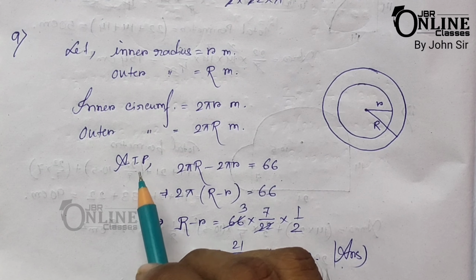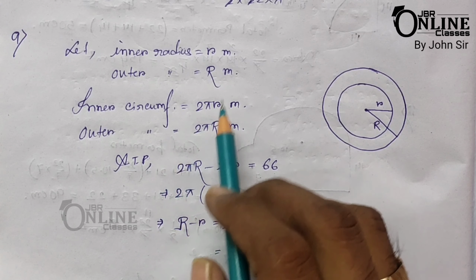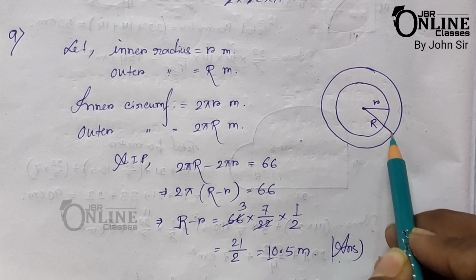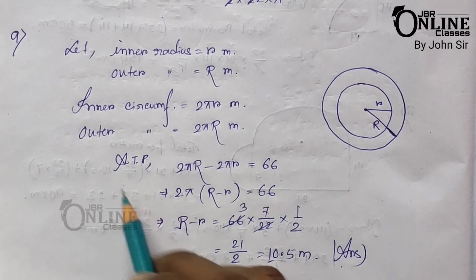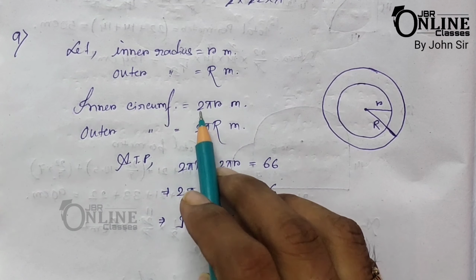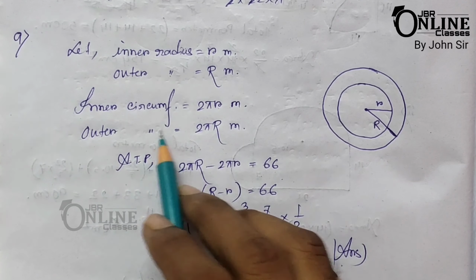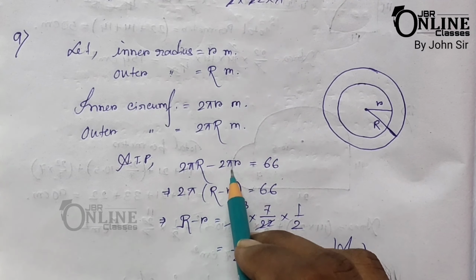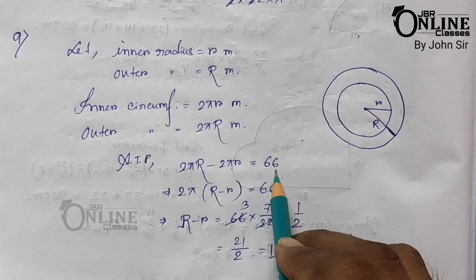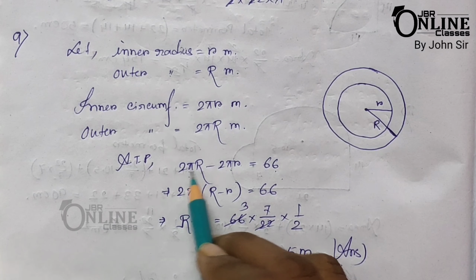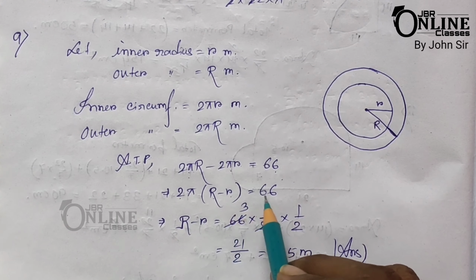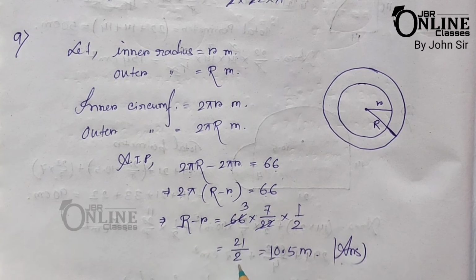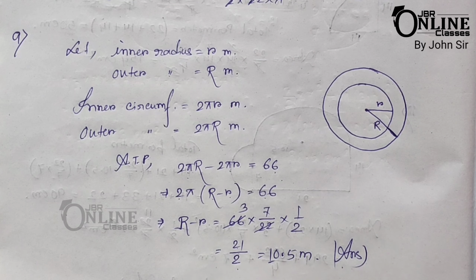Now to find out the width of the road, that means you have to find out capital R minus small r, that means this portion. Okay, you have to find out this portion. So here inner circumference is equal to 2 pi small r and outer circumference is equal to 2 pi capital R. Now according to the problem, the difference between the two circumferences is equal to 66, it's given. So from here 2 pi will be common, so R minus r is equal to 66 over 2 pi, and then R minus r is equal to 21 by 2, that is equal to 10.5.